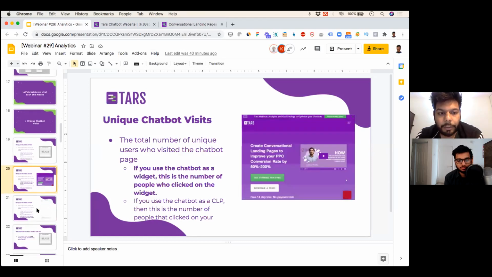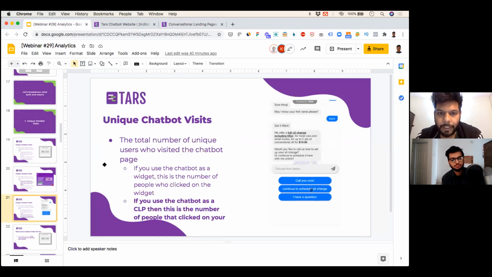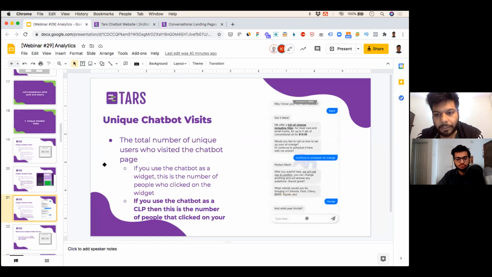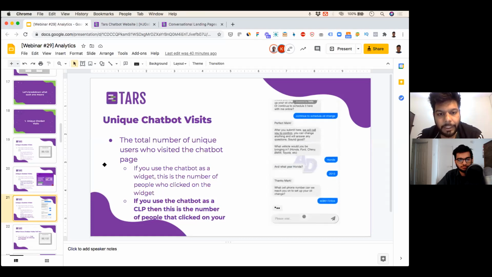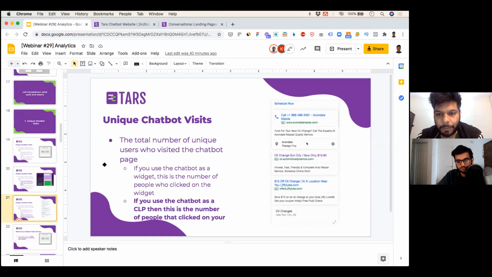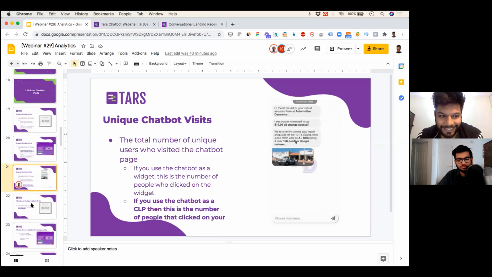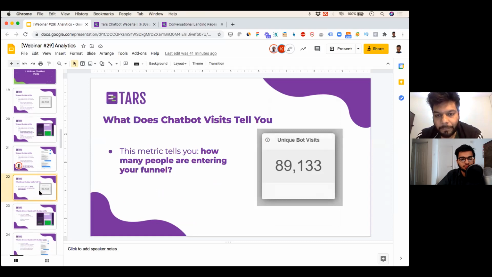If you are using the chatbot in your ad campaigns, text campaigns, or push notifications, as a user I see the ad, I click on it, and I land directly in the chatbot, which is primarily how people use our chatbots, as a landing page directly. If you're using it like that, that's the actual number of people who visit your chatbot. There's no rocket science to it. It's basically how many people are really entering your chatbot flow, essentially entering your funnel.